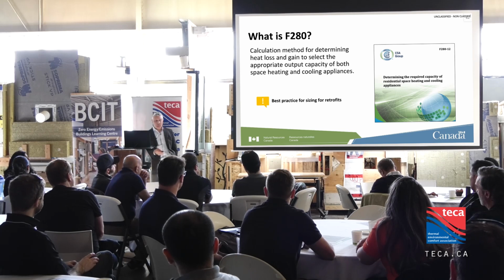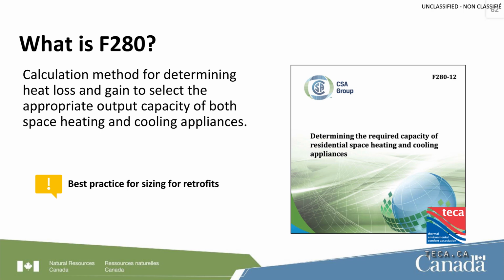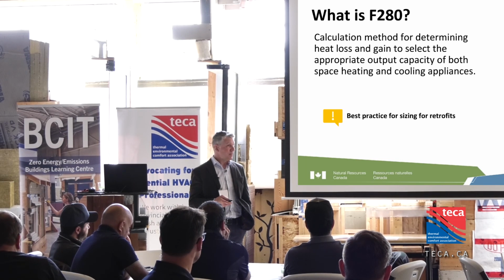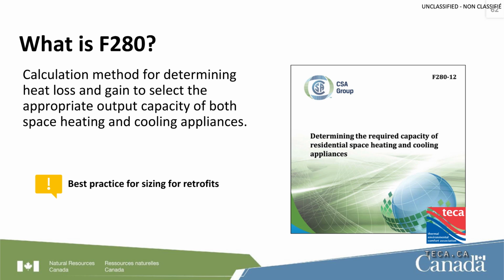So what is F280? F280 is, as you all well know, a CSA standard that is meant to be calculating the heat loss and the heat gains to properly size appliances in homes, namely our heating and cooling equipment. This standard has been around for a long time, and as Todd was mentioning, it's in the code. We're supposed to be using this, and now more importantly, the cooling side has been focused on a little bit more, just for the fact that with some higher performance houses out there, the solar heat gain and the chance of overheating is becoming something that is more prominent.